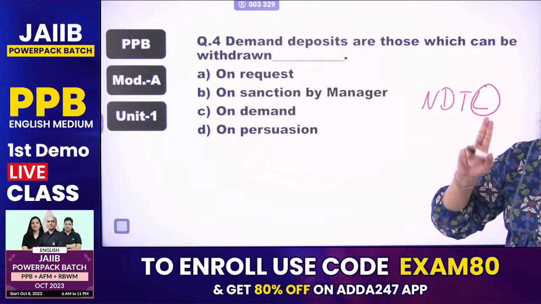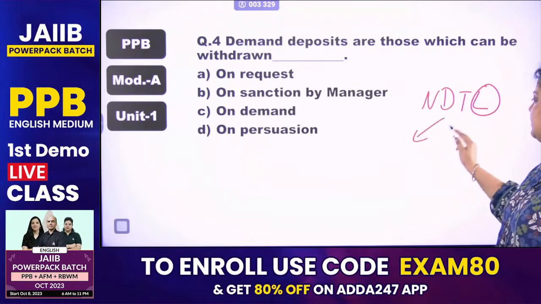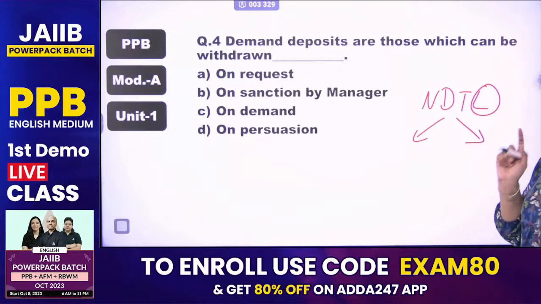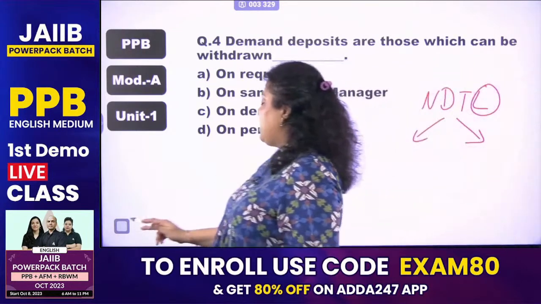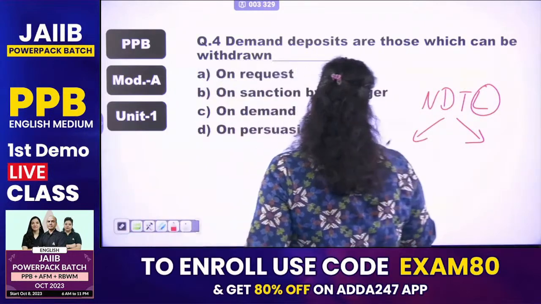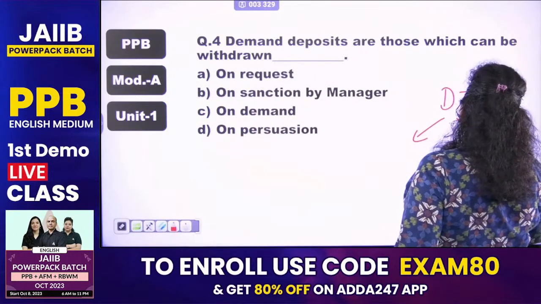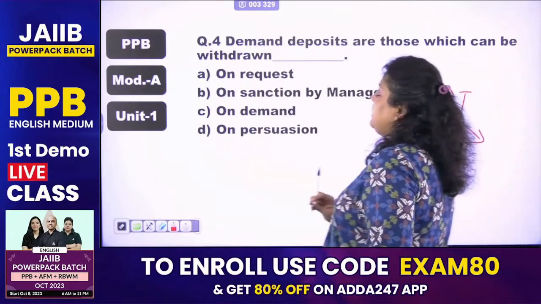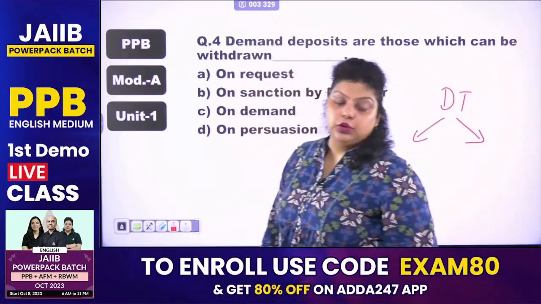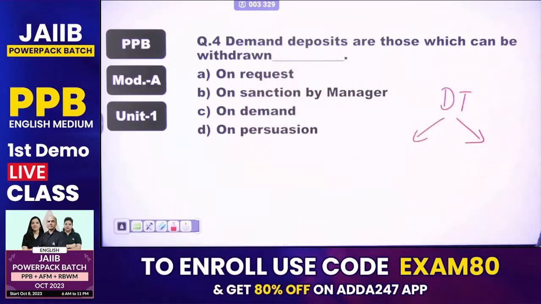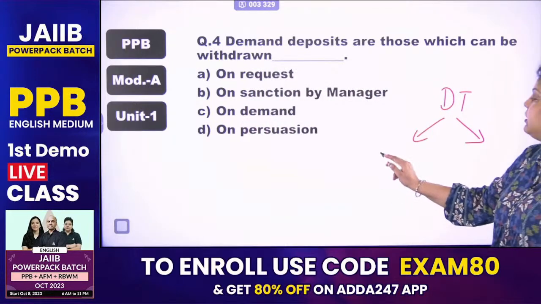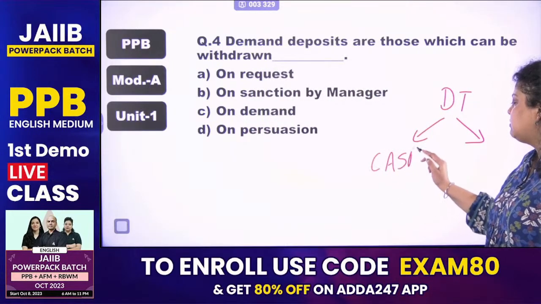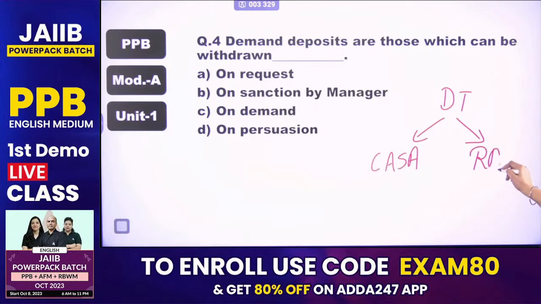And this liability is of two types: one is demand liability, the other is time liability. If the bank is providing deposit services to the customer, there are two types of deposit in front of us, that is demand deposit and term deposit, or you can call it a demand liability or a term liability. Now demand deposit covers your CASA, current account and savings account. Term deposit covers your RAFA, recurring account and fixed account.